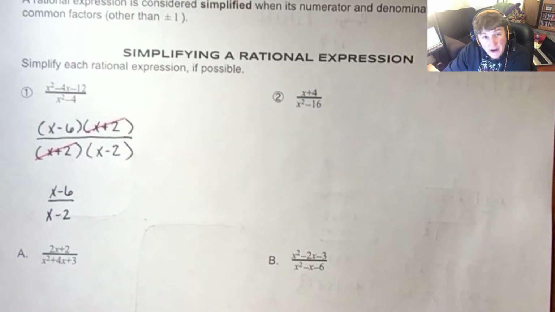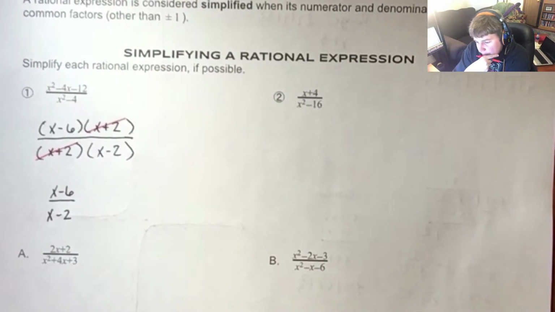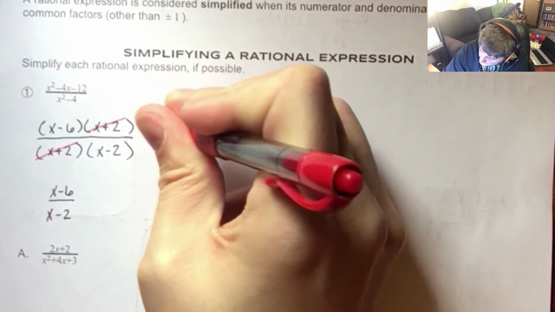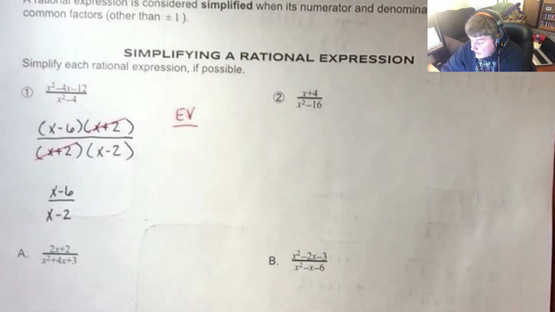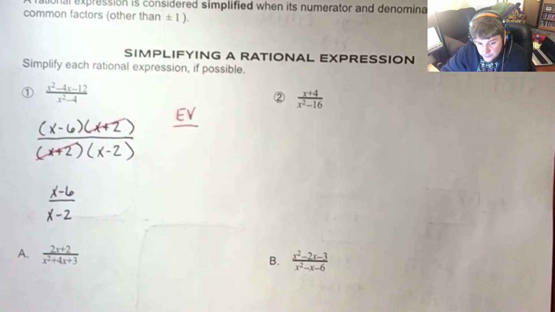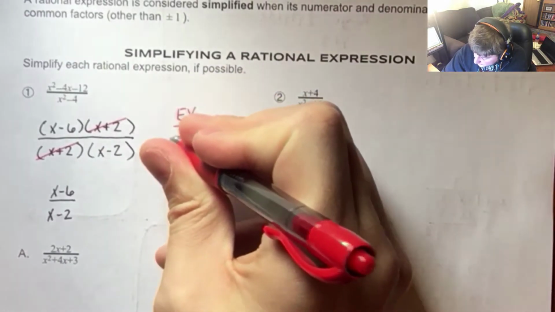Now, one added layer here that I want to put in so you don't have to worry about this later is excluded values. We've talked about excluded values. Excluded values are values that are going to make me divide by 0, and that's at any point in the problem. So here's a good way. We know that x plus 2 can't equal 0.